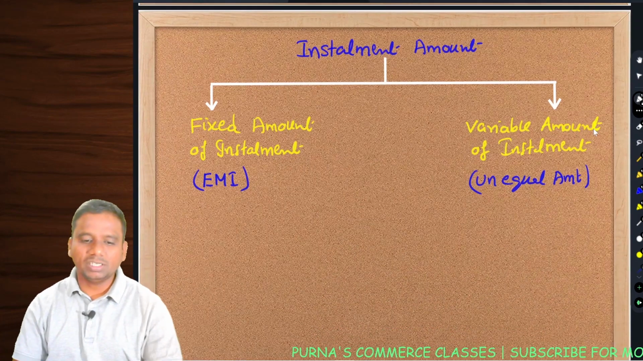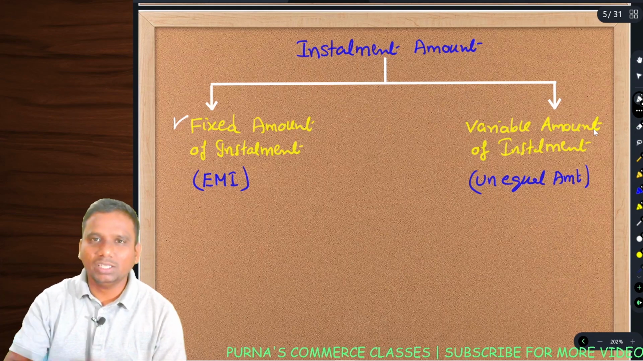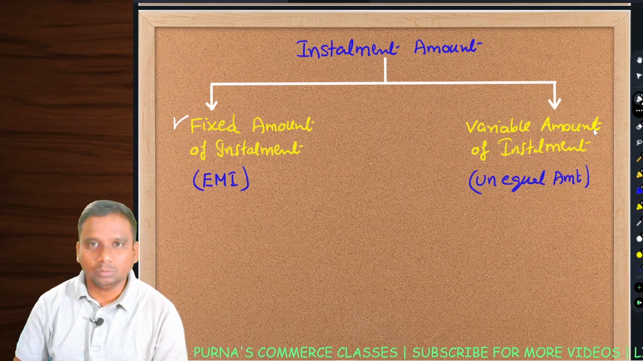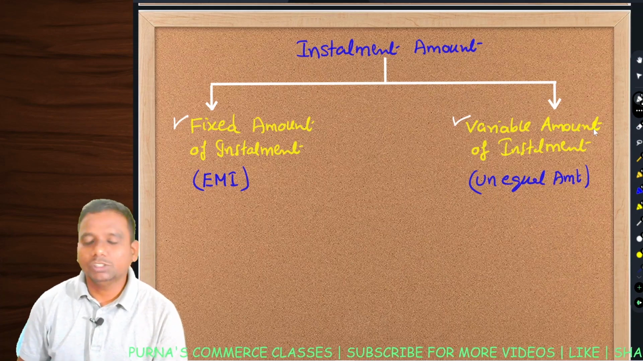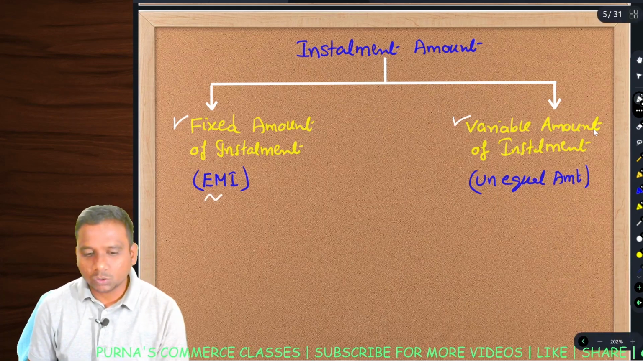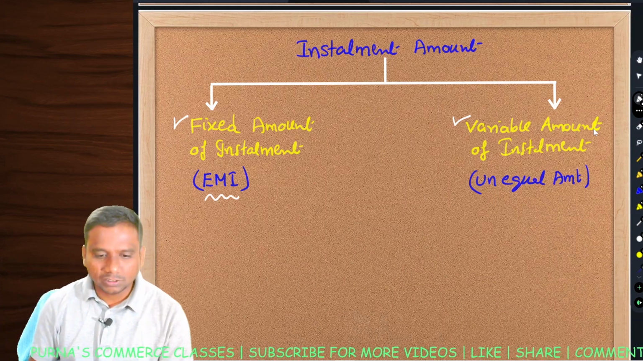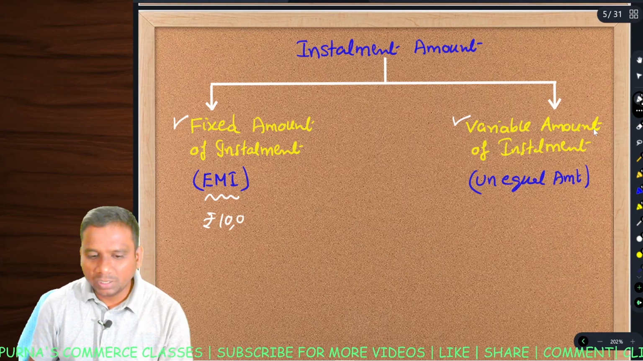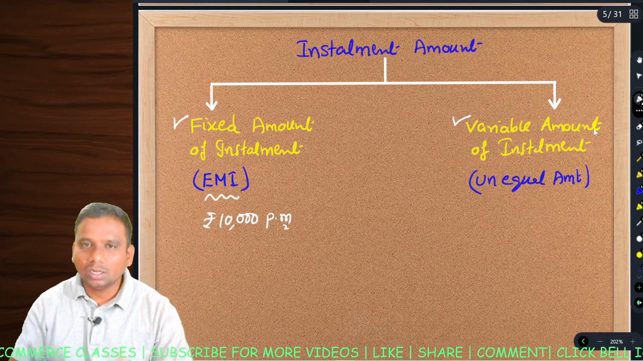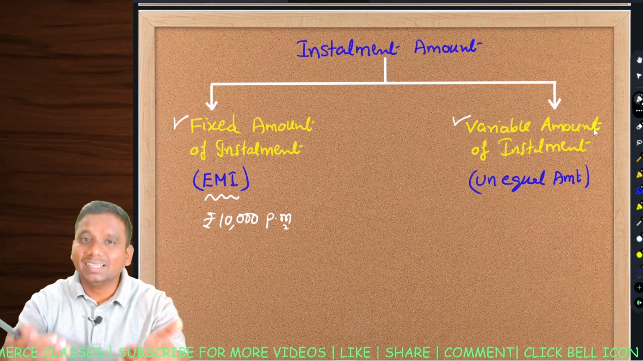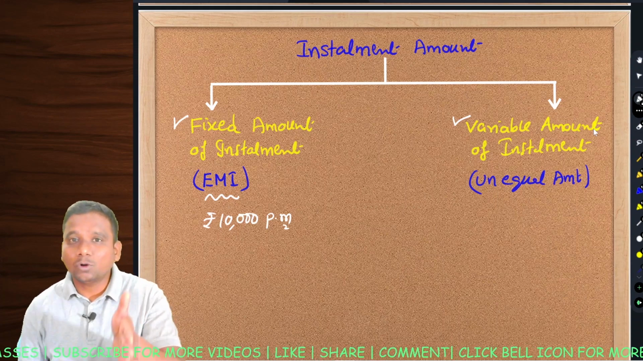Now come to installment amount. There are two types of installments. One is fixed amount of installment. Another one is variable amount of installment. That means what, sir? EMI. To put it simple, it is called EMI, equated monthly installment. Let us assume the EMI is 10,000 per month. So every month I pay 10,000 rupees installment amount. So this installment amount is fixed.